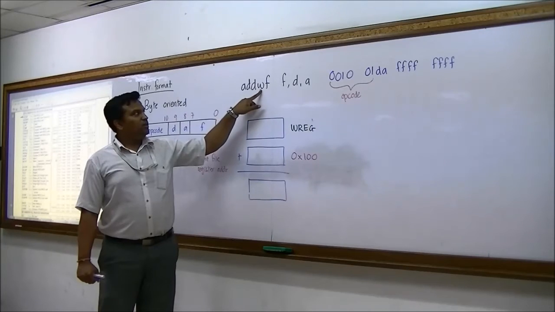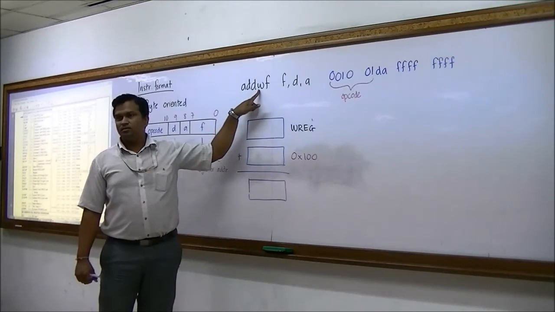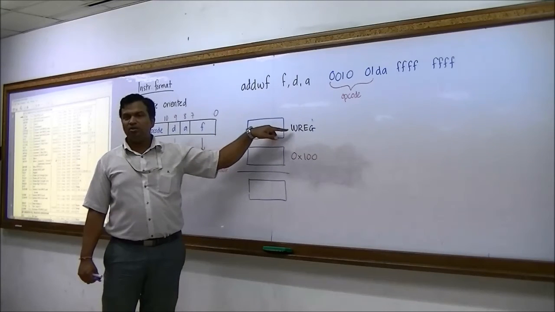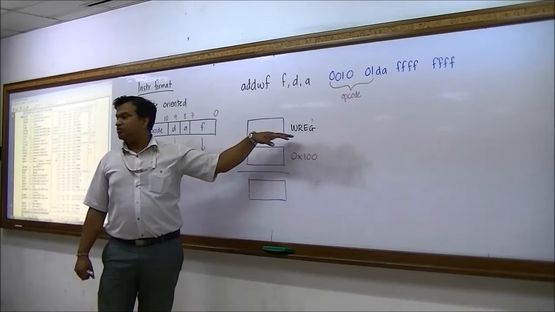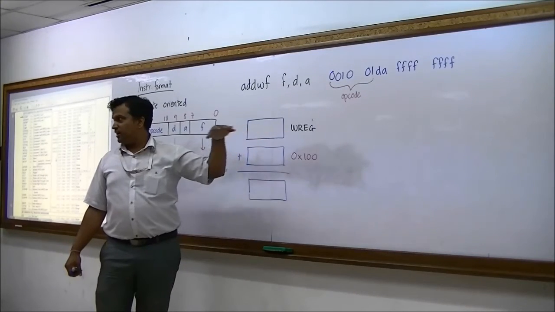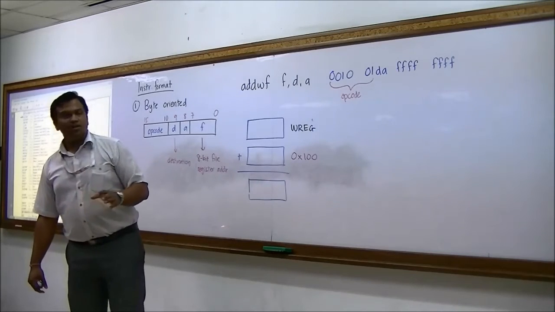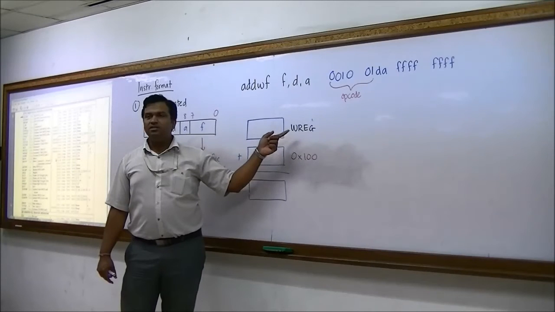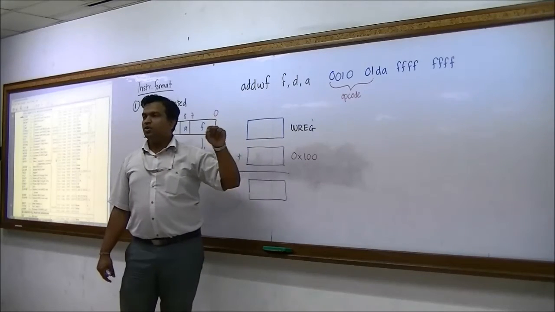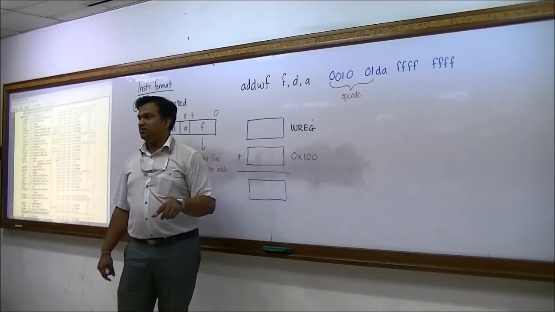The address of the working register, is it known or not known? It is already known to the compiler. I mentioned earlier, all special function register addresses are known, which means when we write WREG here, the CPU knows that WREG is referring to hex FD8.